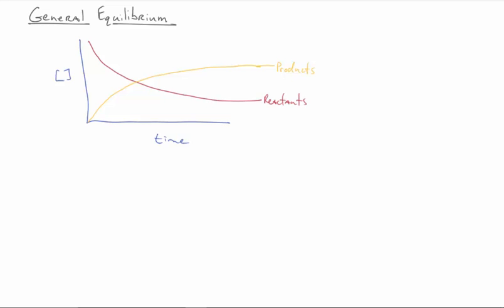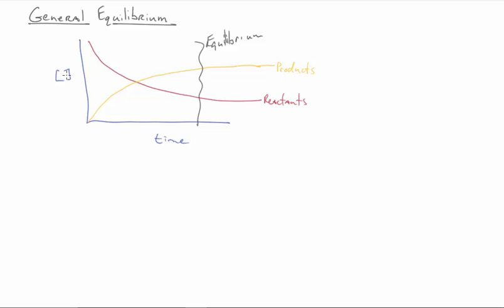And so what we need to be able to do is figure out where in this graph is equilibrium. At what point is equilibrium actually established? Well, it's when the product and reactant concentrations become constant. So at equilibrium, my product concentrations and my reactant concentrations are not changing. The reaction is still occurring. I still have a forward reaction occurring, and I still have a reverse reaction occurring, but they're occurring at the same rate.